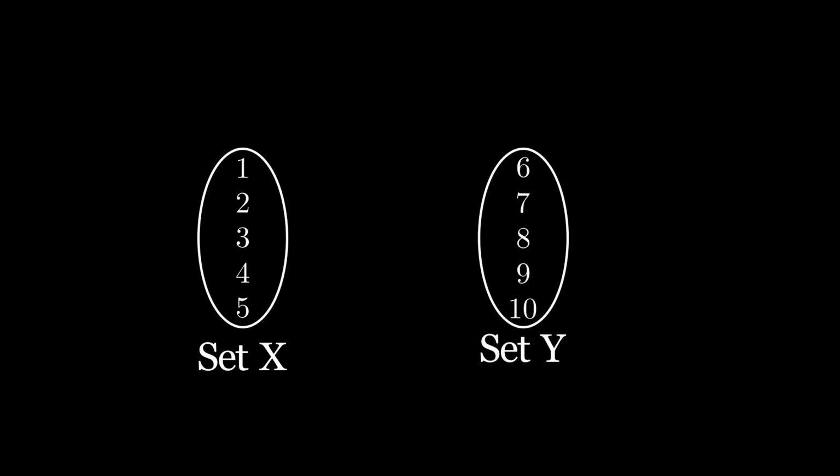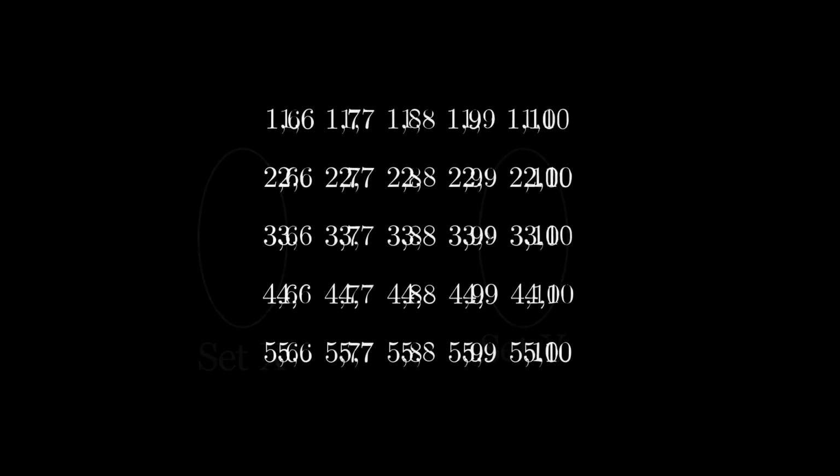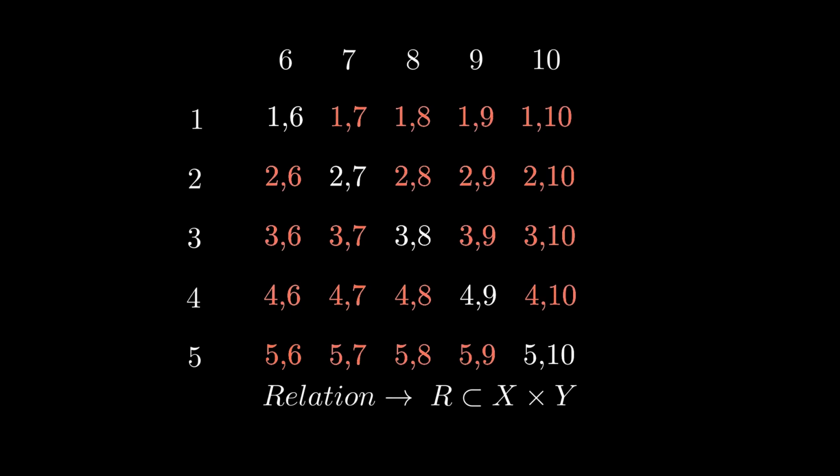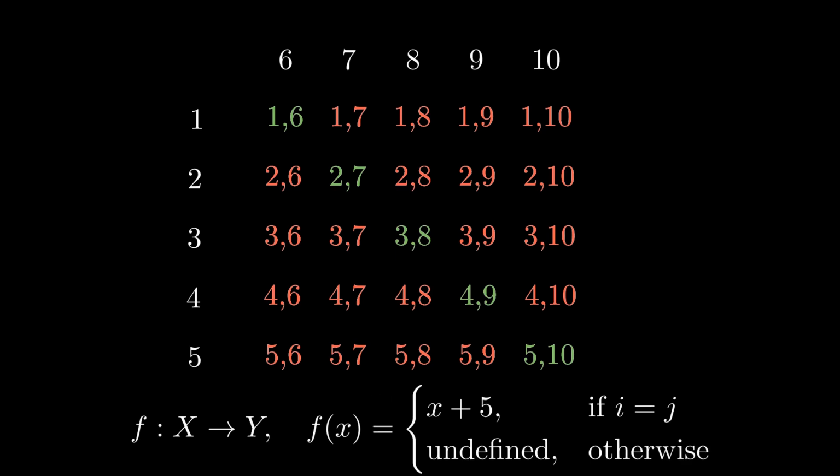Let's take a different set Y. The Cartesian product of two sets is all possible orderings of elements within both sets. A relation is a subset of this Cartesian product. A function is a special relation in which each element in one set is mapped to one output in the other set. Here, we can see the function x plus y from set X to set Y.